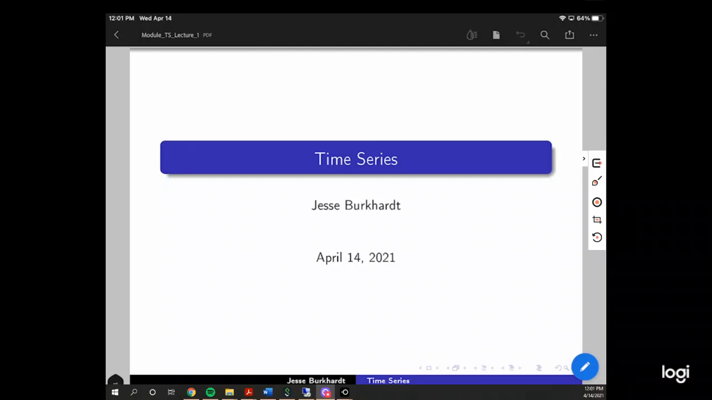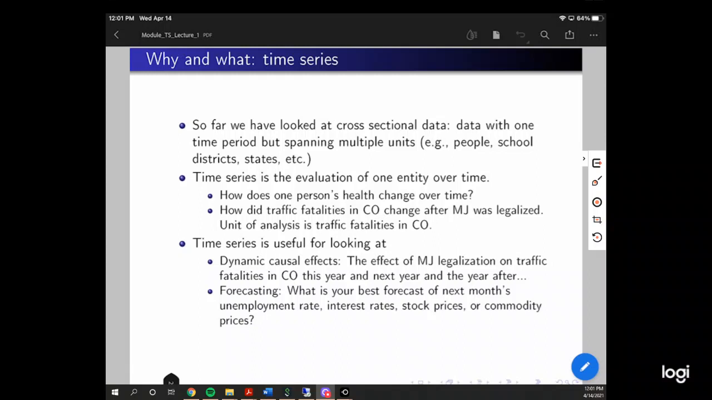This is the Introduction to Time Series, the last module in this year's series. So, the whys and the whats of time series.